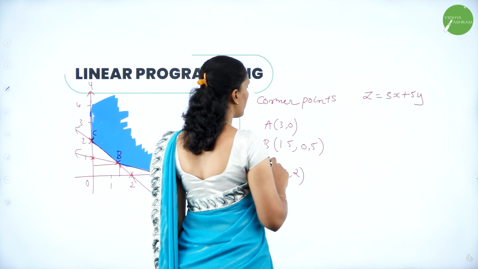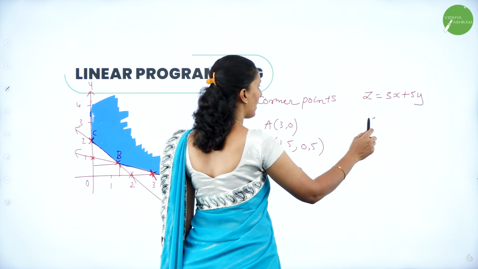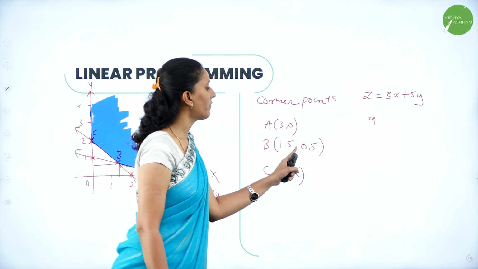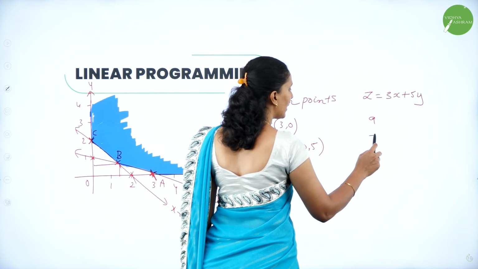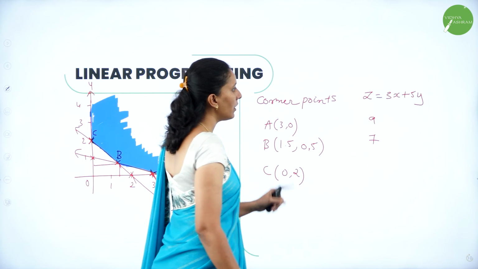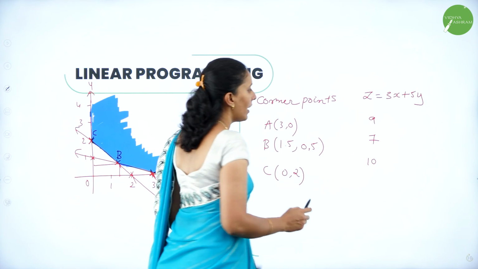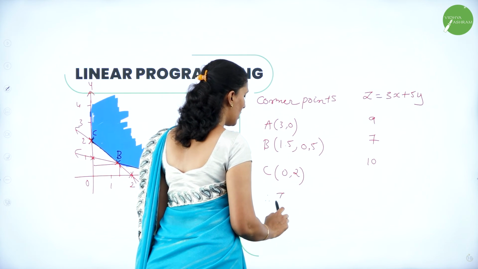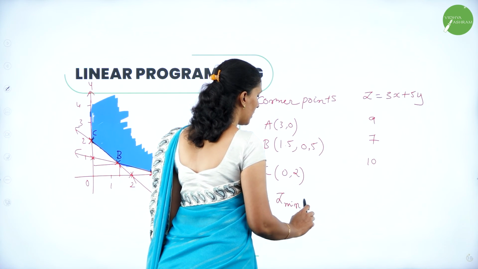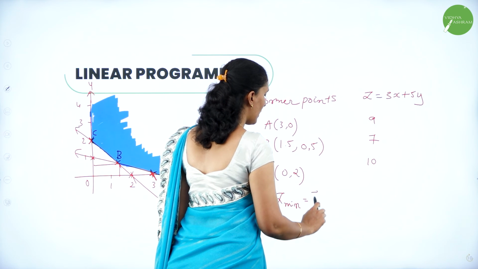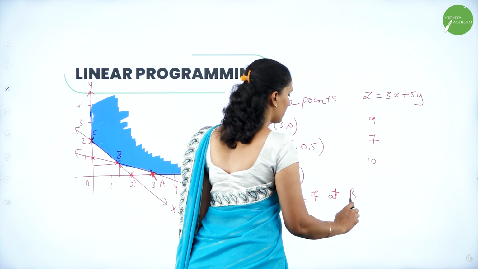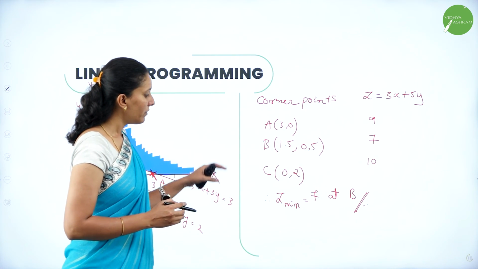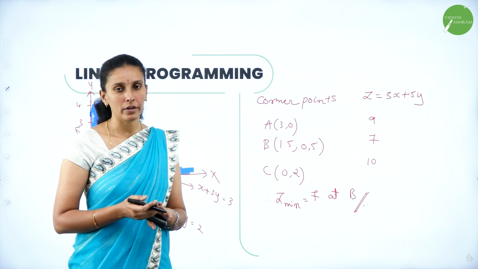When you substitute here, for the first point you will get the value as 9. When you put 3 into 1.5 plus 5 into 0.5 and add it, you will get the value as 7. For the third one, you will get the value as 10. Now among these, which is the minimum value? 7 is the minimum value. Therefore, Z minimum is equal to 7 at B. So this is the minimum value for the given linear programming problem.